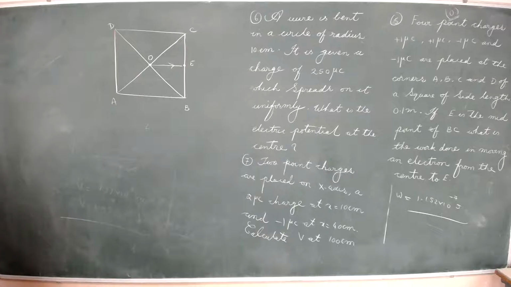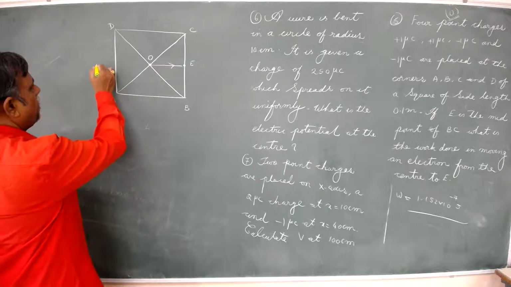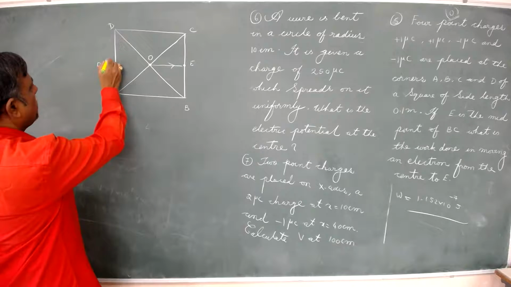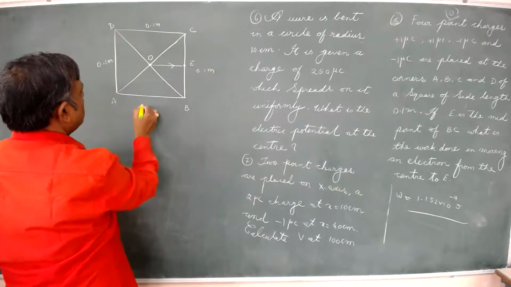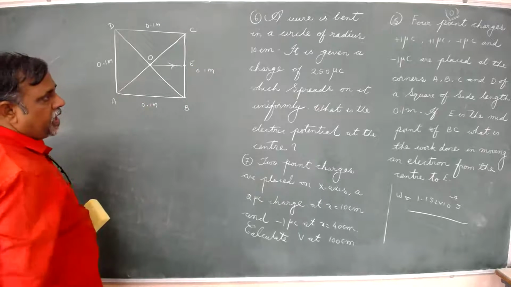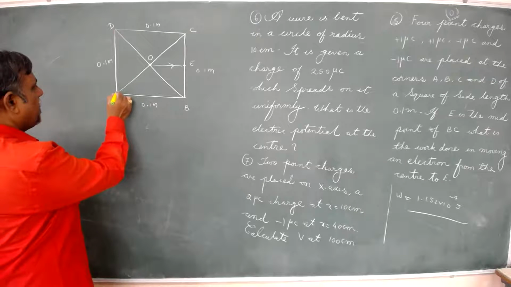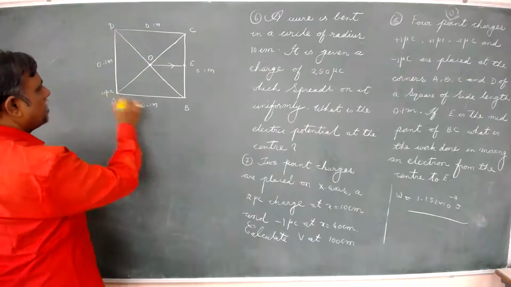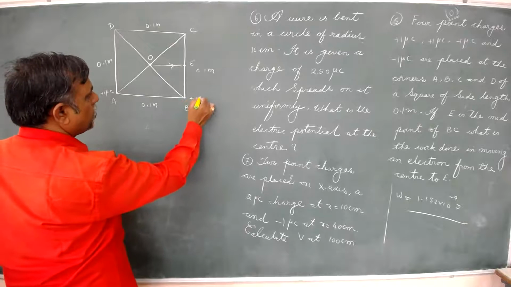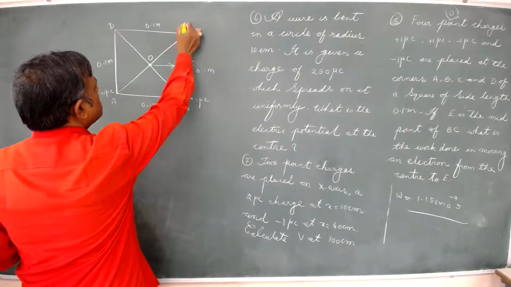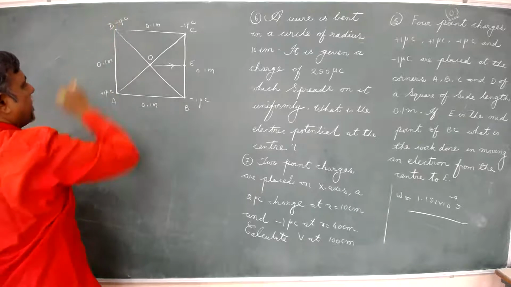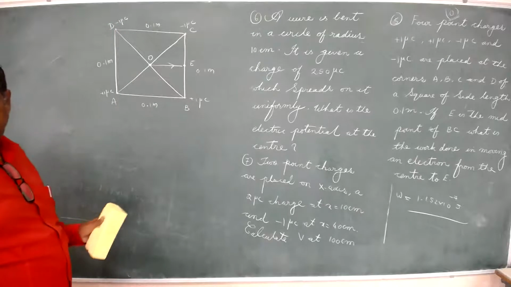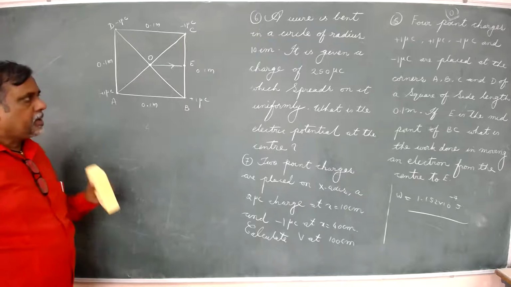Now, what is the work done in moving the electron? The side length has been given: 0.1 meter, 0.1 meter, even this is 0.1 meter. And how are the charges placed? Here plus 1 microcoulomb, here also plus 1 microcoulomb, here minus 1 microcoulomb, even here minus 1 microcoulomb. In an order I have taken. Now look at this.